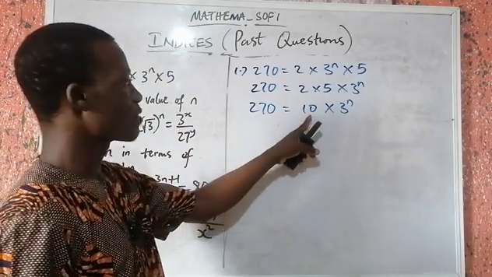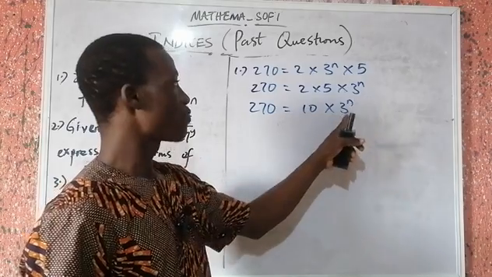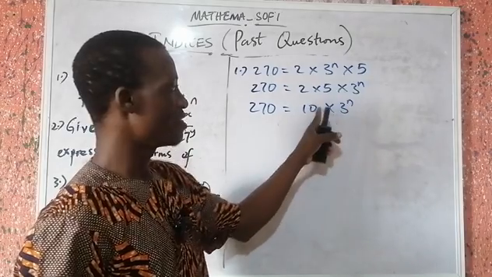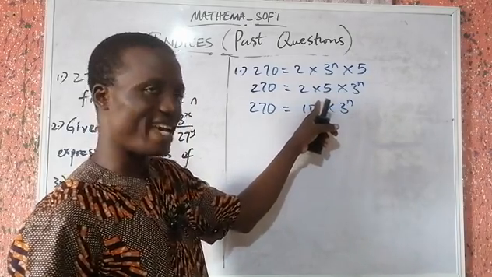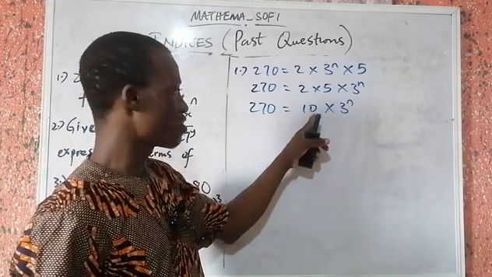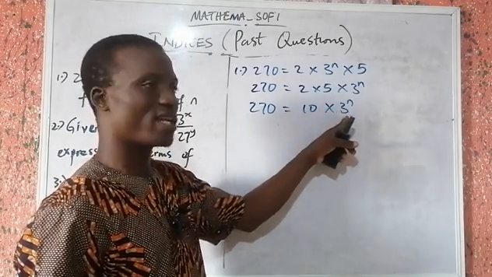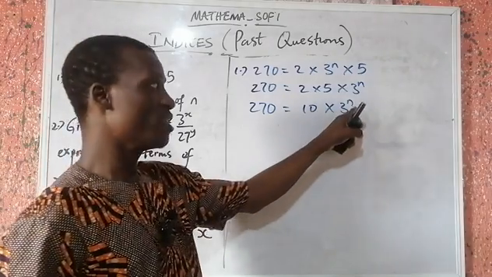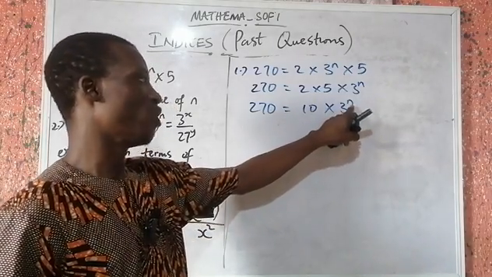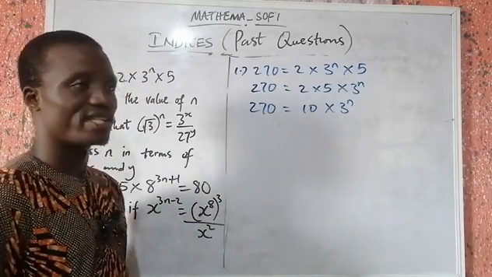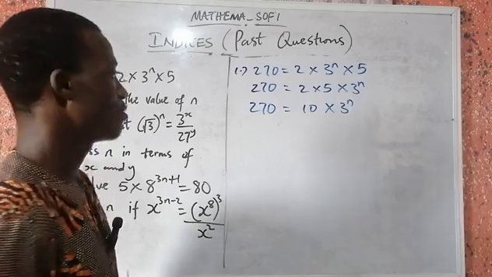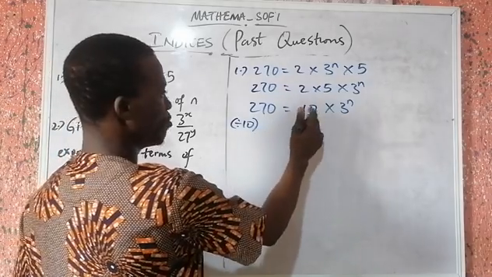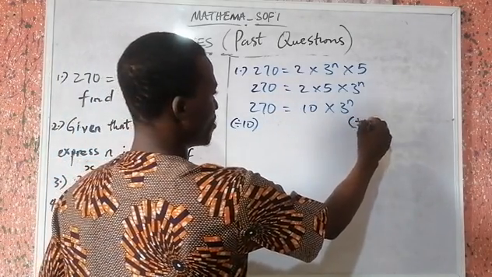Of course, I cannot multiply this 10 by this 3 raised to n because they are not of the same term. This is raised to power n, this is not raised to any power. So this is an ordinary number, but this is not just an ordinary number. It has a power, and the power is even an unknown. So it's not the same term and I cannot multiply them. So what I need to do next is to divide both sides by 10 so that I can remove this 10.